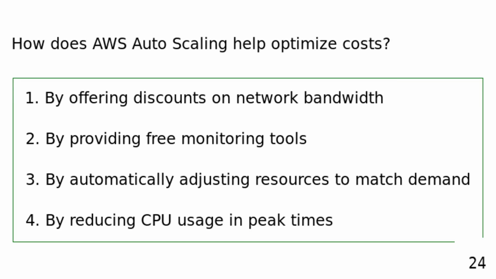How does AWS Auto Scaling help optimize costs? By offering discounts on network bandwidth. By providing free monitoring tools. By automatically adjusting resources to match demand. By reducing CPU usage in peak times.